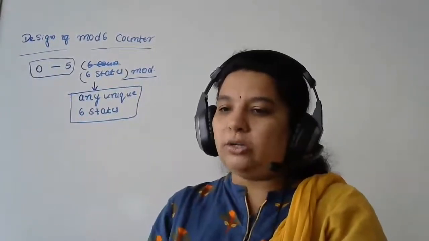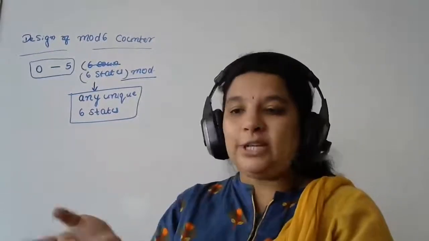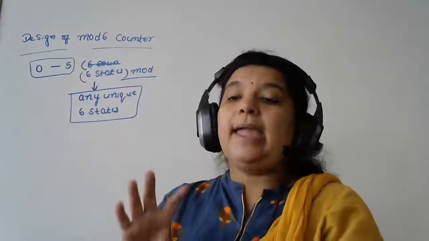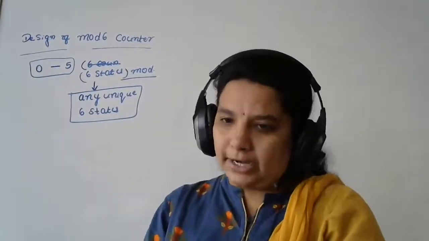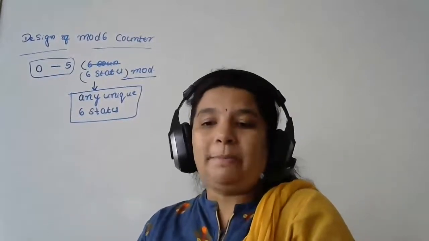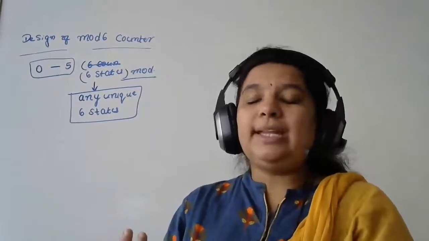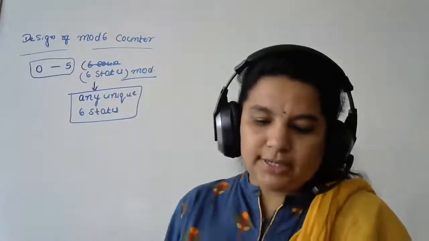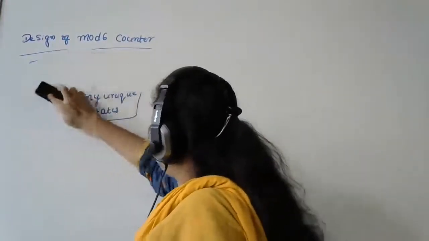Similarly, if I want to design a mod 8 counter, then what am I expecting? It need not be 0 to 7. Instead, if it is counting any 8 unique states, then I call it a mod 8 counter. So that's why I even call my counter a pattern generator. A specific pattern has been generated. So as a designer, I say that I want to design a mod 6 counter.